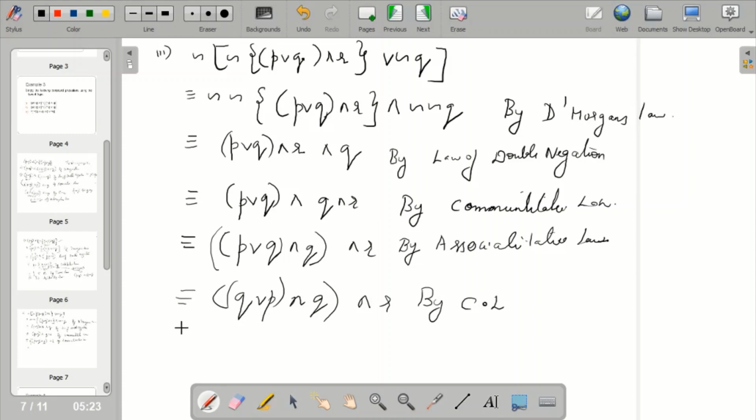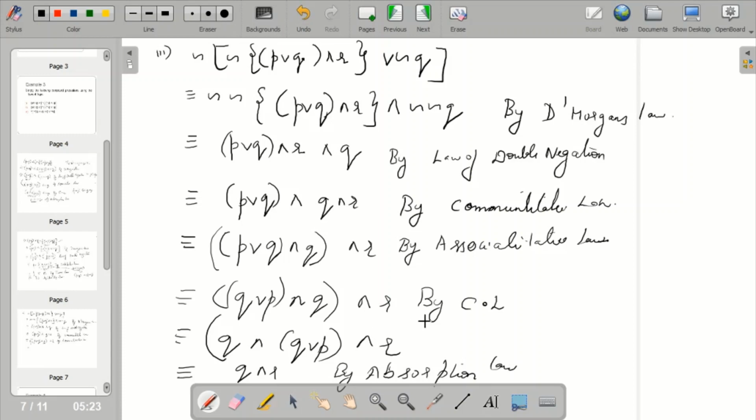Now again I applied the commutative law, so that means Q will be here and this will be Q or P and R. So what is this again? Q and Q or P. You know that by the absorption law, this will get reduced to again just Q and R. So you write here by absorption law. So directly you can write it by applying the commutative law twice and interchanging. Why? The main intention was that I want it in this form. Okay, so this is regarding the third problem.